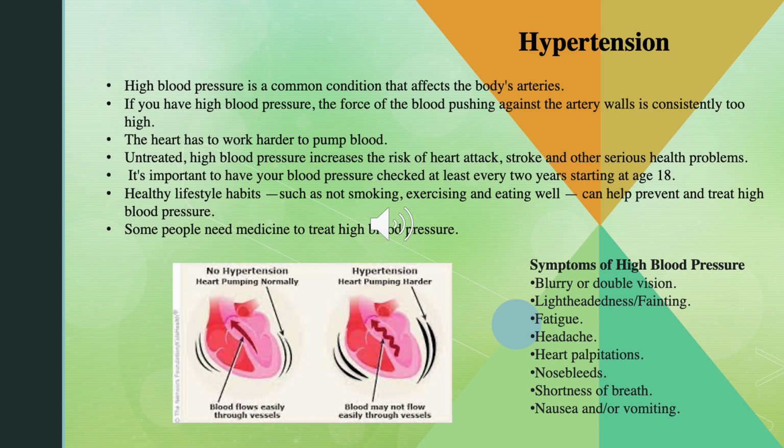So if you have high blood pressure, the force of the blood pushing against the artery walls is consistently too high, right? So that's why we have the high blood pressure. So the heart has to work harder to pump the blood when you're dealing with hypertension. If it's untreated, it's going to increase the risk of a heart attack, a stroke, and other serious health problems. It's important to have your blood pressure checked at least every 2 years, starting at the age of 18. As you get older, you have to do that more frequently. Once you start to have hypertensive issues, then obviously you have to monitor it more.